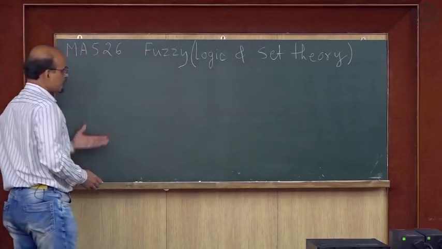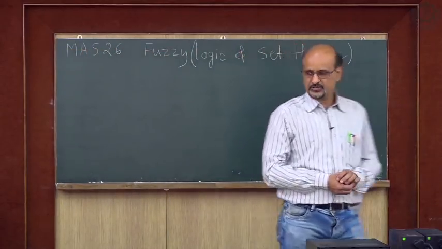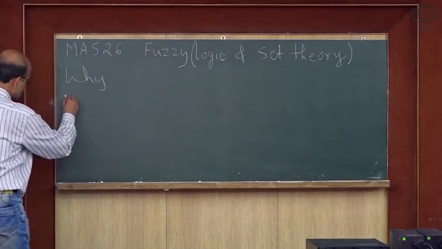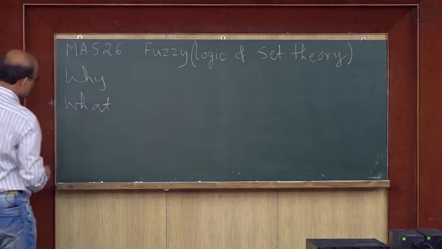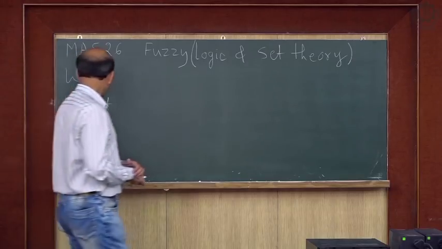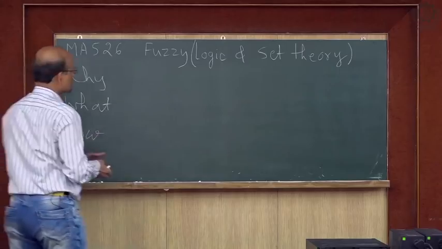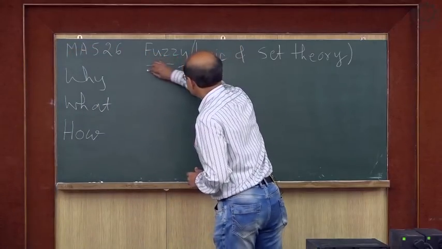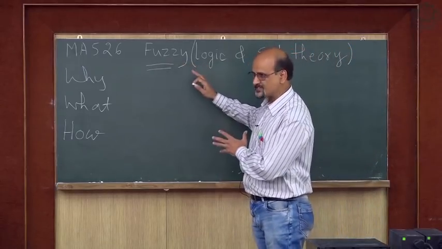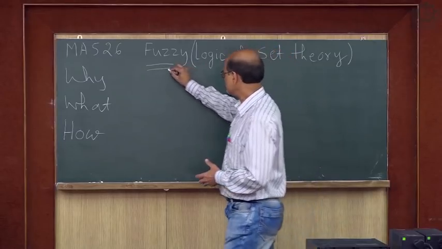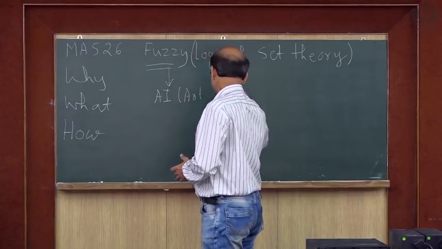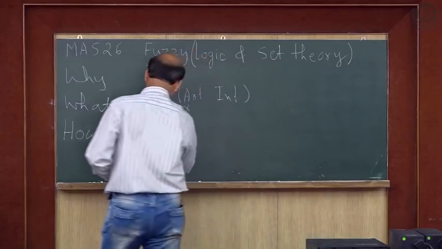Okay? Now, before going into the detail of this subject, let us see why we need this subject and what is this subject and what we will do. Okay? Why, what and how. So, as you know, fuzzy is a branch of mathematics. In mathematics, fuzzy is a subject, and this fuzzy actually comes under AI, that is, artificial intelligence, or sometimes we call it soft computing methods.